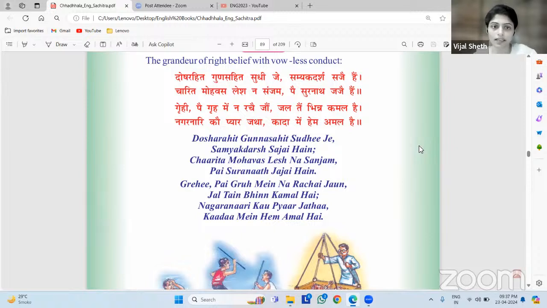So now Grehi means a householder. He's still in the house. Pe graha me na rachejo. He lives in the house. Now, in these two lines, he is describing the internal state of a Samyadrashti Jeev, how he is still in the sansar. So he lives in the house, but he does not have ruchi. He does not have interest in the household activities.